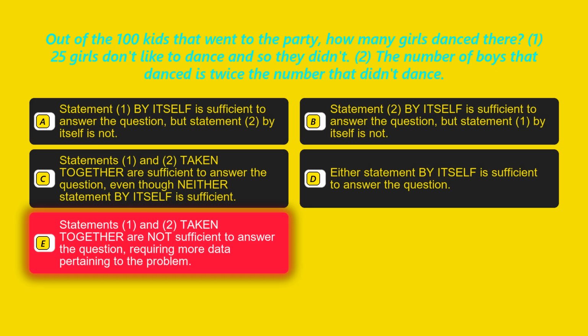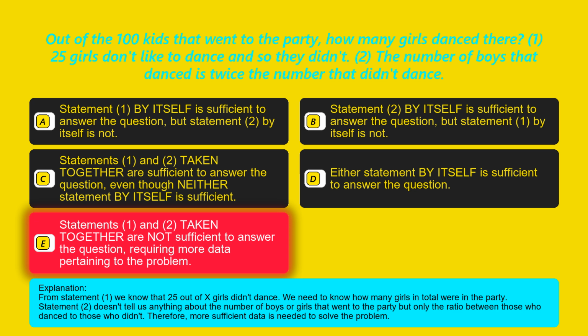The correct answer is option E. Statements 1 and 2 taken together are not sufficient to answer the question, requiring more data pertaining to the problem. From statement 1, we know that 25 out of X girls didn't dance. We need to know how many girls in total were in the party. Statement 2 doesn't tell us anything about the number of boys or girls that went to the party but only the ratio between those who danced to those who didn't. Therefore, more data is needed to solve the problem.